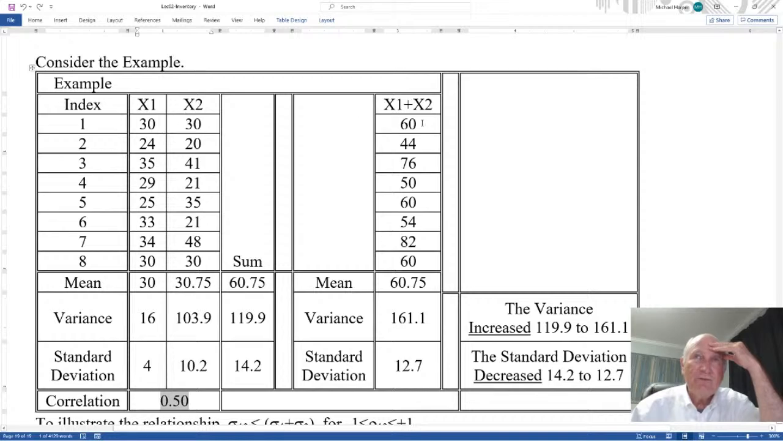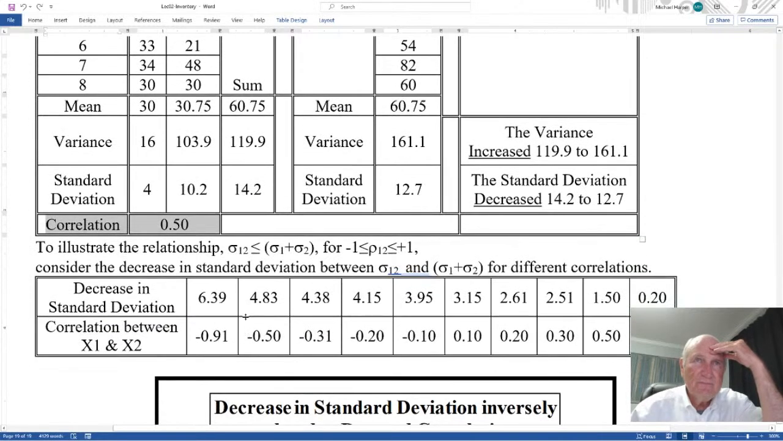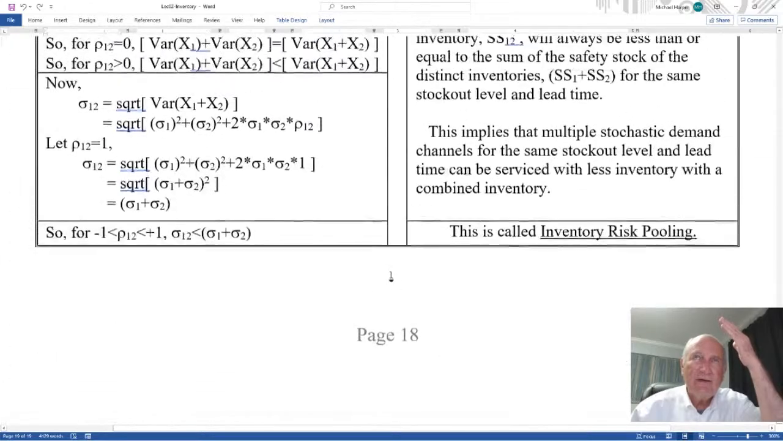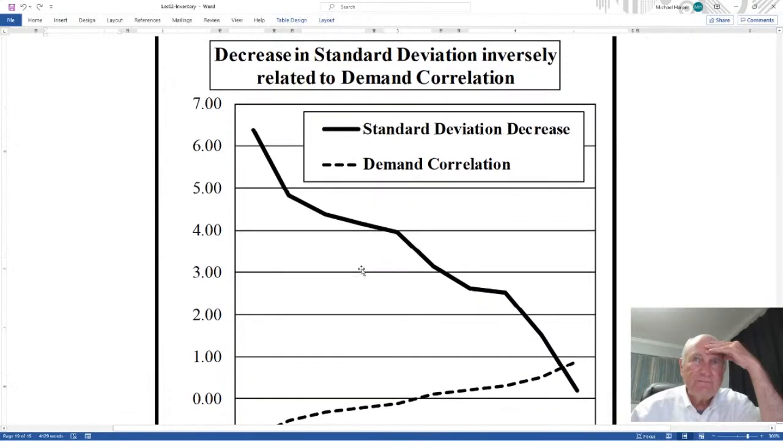Okay, I sum the two. Here's the mean. The means are the same. Here's the variance. Okay, but here's the standard deviation. This standard deviation of the combined will always be less than the standard deviation of the two added together. And that difference here is a function of the correlation. And up here I derive it. And then down here I illustrate it.